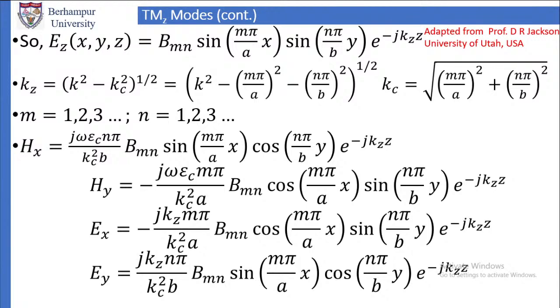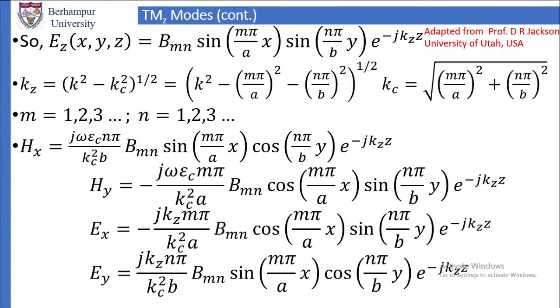Then m cannot be 0, because if m is equal to 0, sine m pi by a x is equal to 0, Ez is equal to 0, and no field exists. So m will be 1, 2, 3, 4, etc. Similarly, n is not equal to 0, because if n is equal to 0, sine n pi by b y is equal to 0, so capital Ez is equal to 0 and no field will exist. So n is equal to 1, 2, 3, 4, etc. So in this mode, TMz 0 is not possible.